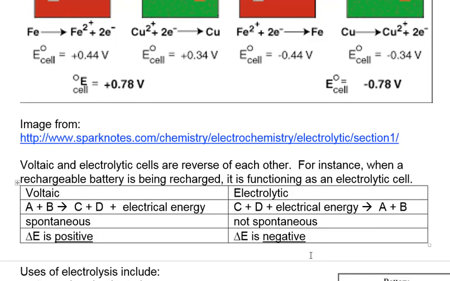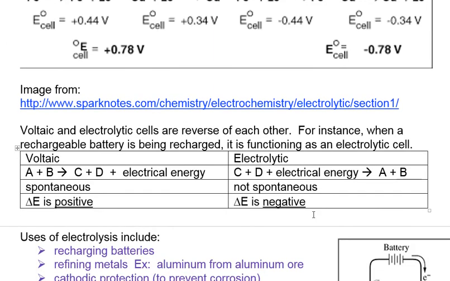So these are reverse of each other, and if we think about what's going on there, we can compare the two. So the voltaic or the galvanic cell, we have our reactants becoming our products, plus they give off some electrical energy. In the electrolytic cell, we have the opposite reactants becoming our products, but they require electrical energy. Voltaic is going to be spontaneous, electrolytic is not. Delta E, or that voltage, for the voltaic cell is positive, and for the electrolytic cell is negative.